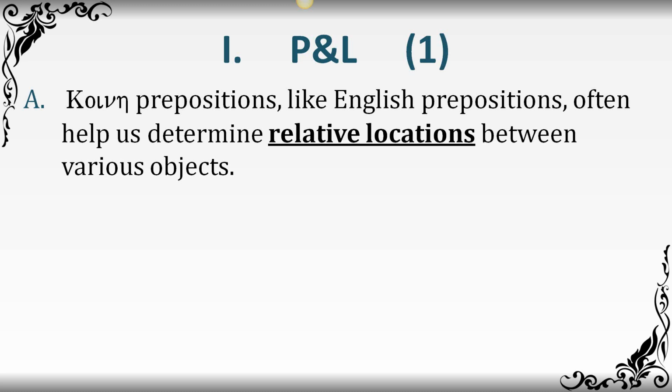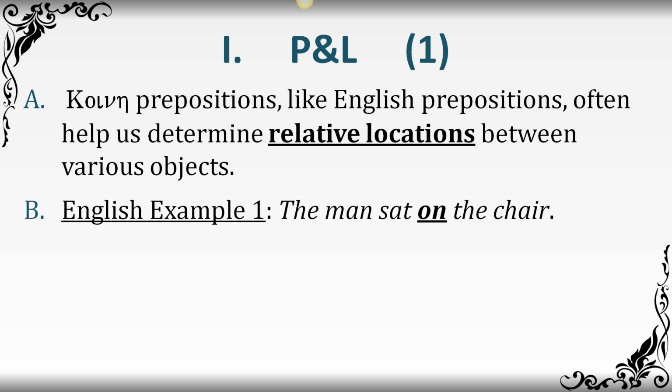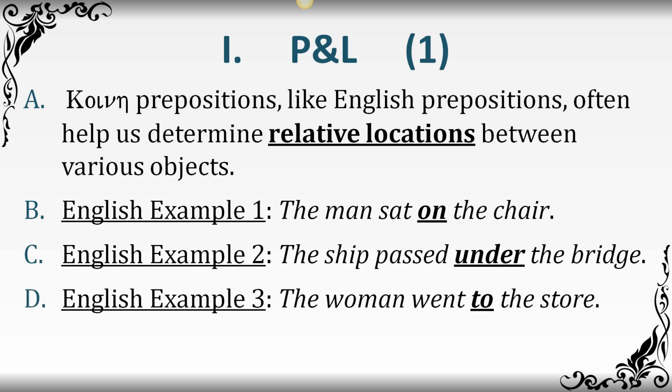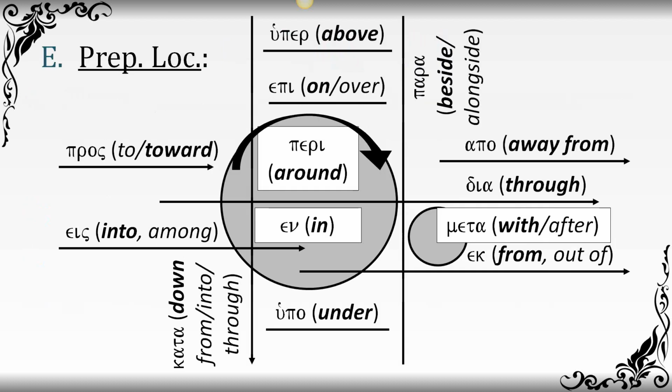Prepositions and locations. That's what we talked about last time. Prepositions are all about locations. I gave some examples: sit on the chair, pass under the bridge, go to the store, relative locations. Then we introduced all of the Greek ones. Well, not all of them. There's technically a few more, but all the major ones. If you do it on your own, it's easier if you separate them out. Each one gets its own flashcard and its own little diagram.